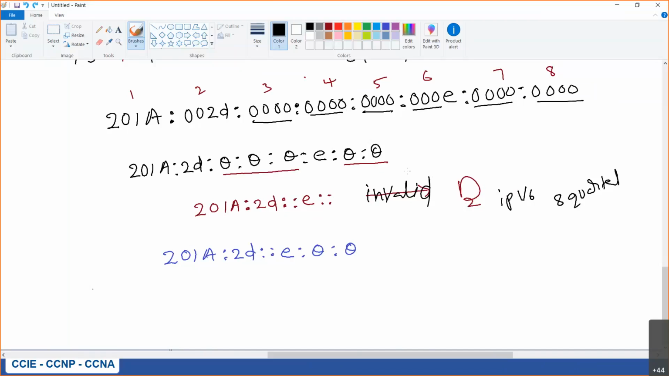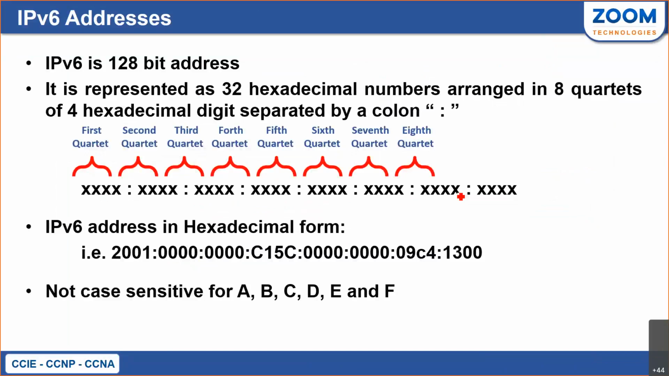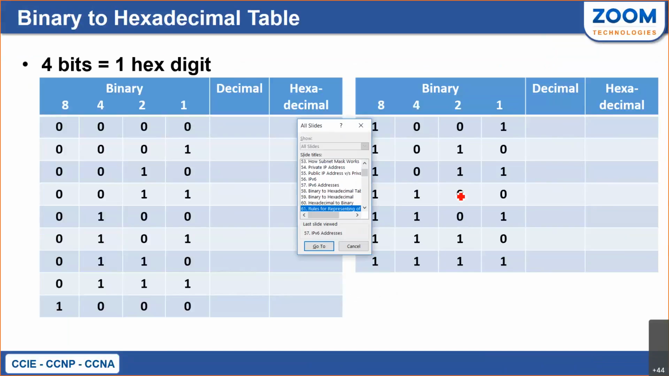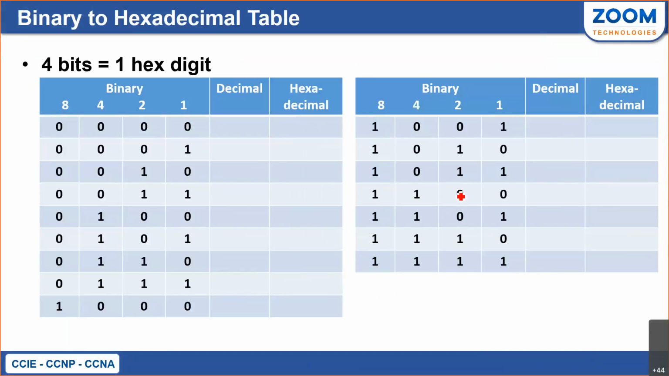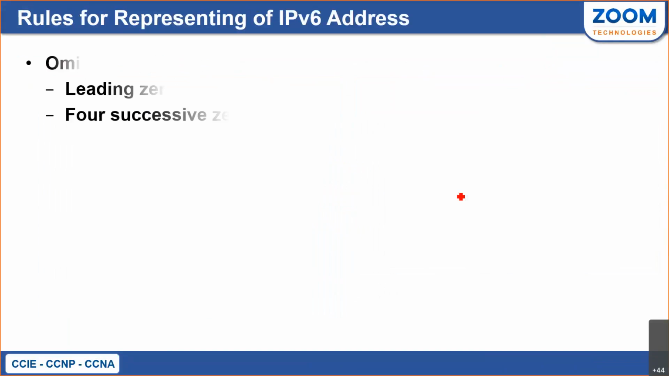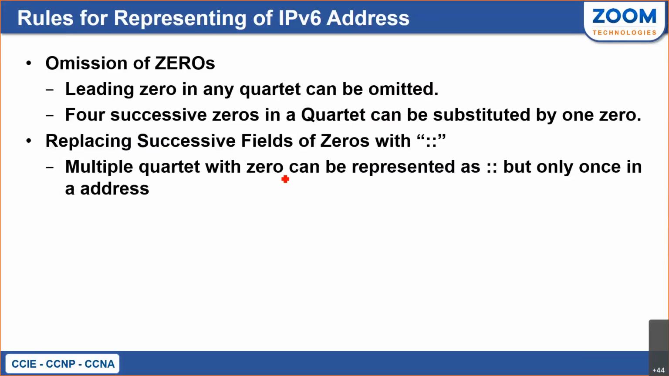Right. Let's see a few more examples. Before that, you can see the rules. All of you, can you read it once again? Leading 0 in any quartet can be omitted. So we know that clearly.